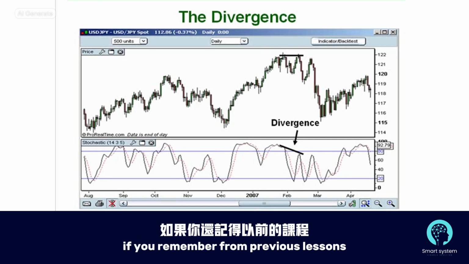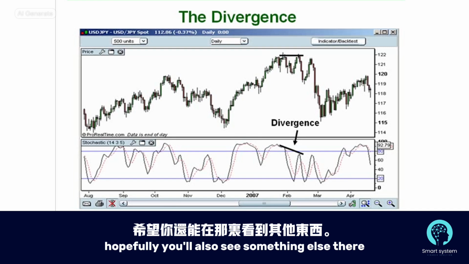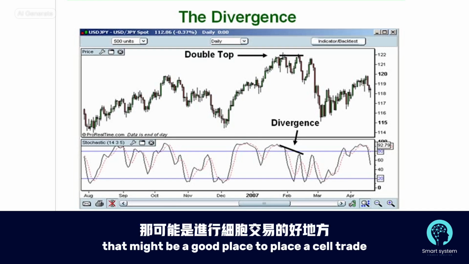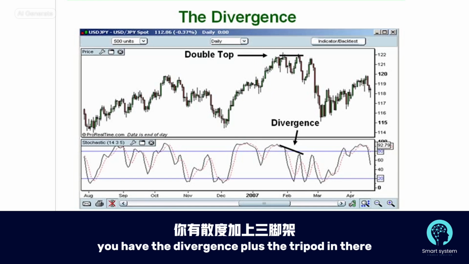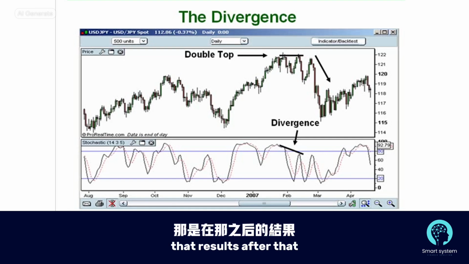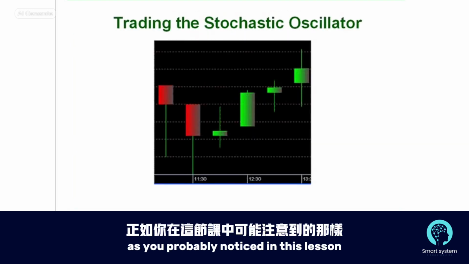If you remember from previous lessons, hopefully you'll also see something else there, which is a double top. So you have two things confirming that might be a good place to place a sell trade. You have the divergence plus the double top, and you do have a nice sell-off that results after that, as you probably noticed in this lesson.